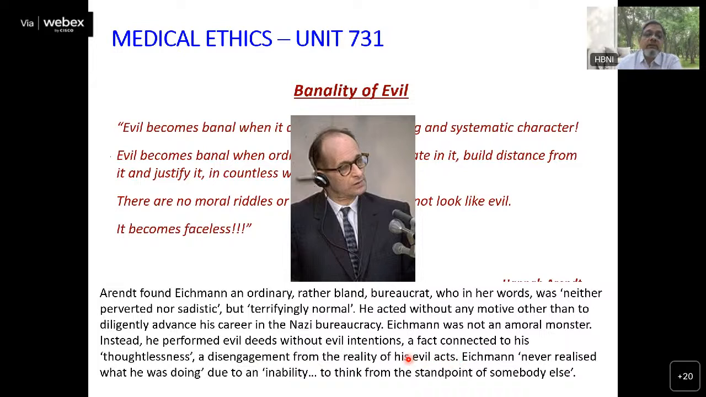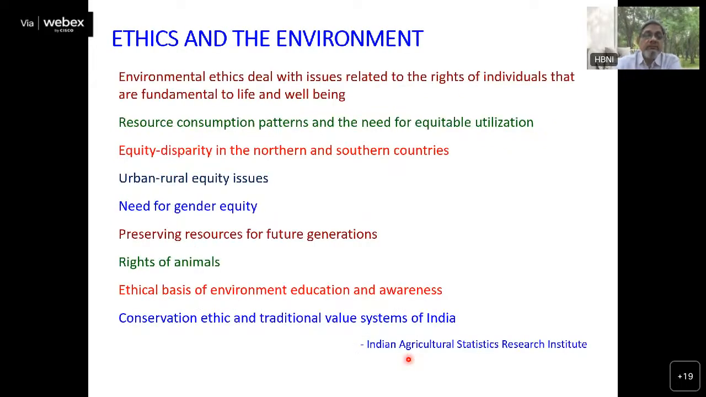Okay, so now you can see how even ordinary people can end up doing unethical things when they believe that it leads to the advancement of their career or something like that. So they distance themselves from the after effect of that unethical action and then go on doing this unethical action. Then there is also something called ethics and environment, and that also has been put up in the syllabus here. That's why I have to put this slide.